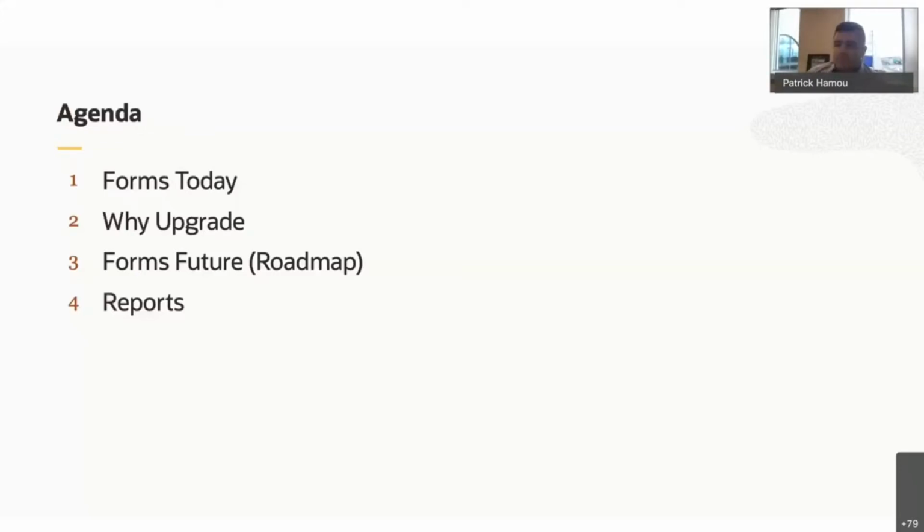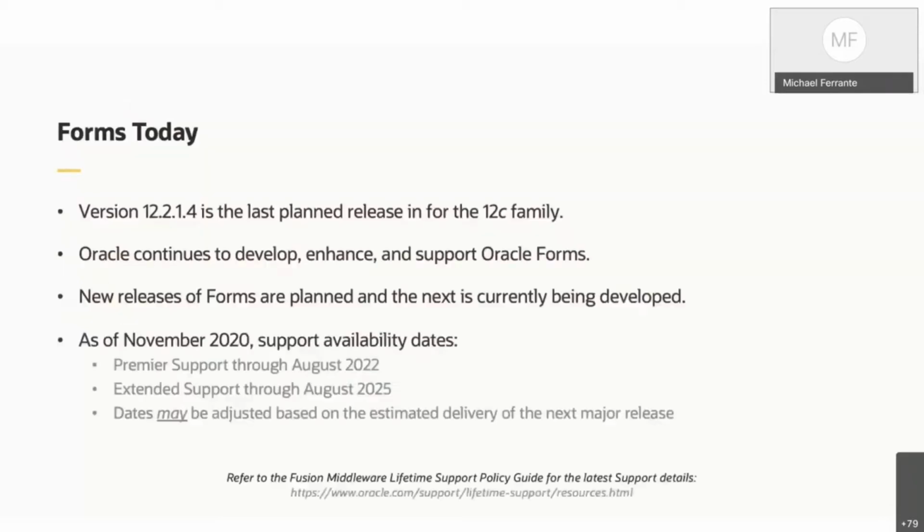In my original slides where these came from, we originally talked about what was available in Forms today, in other words, like version 12 and what options you have. We talked about why upgrading was so important, and then of course we talked about roadmap, and then briefly talked about reports. As we go through the flow of these slides, we may jump around a little bit, but all this information will get covered as we go. Patrick, if you go to the next slide.